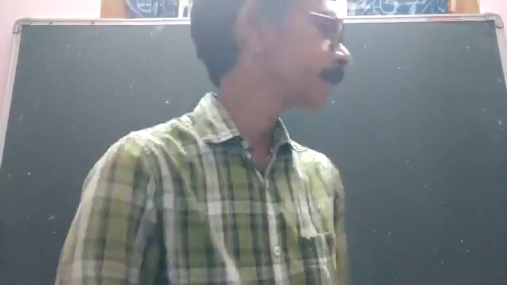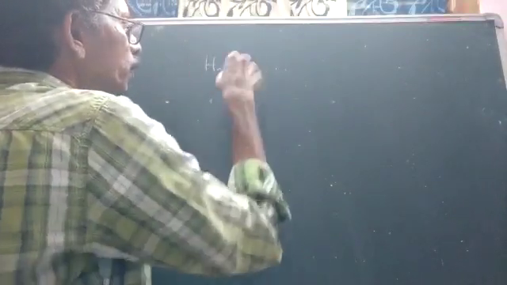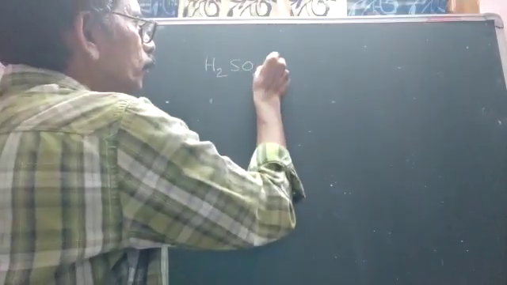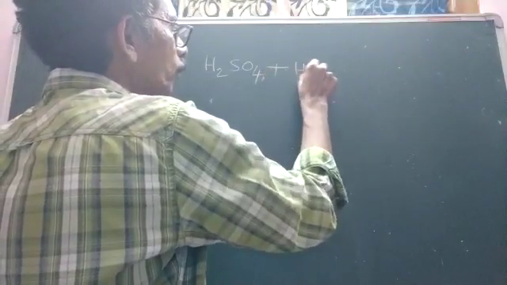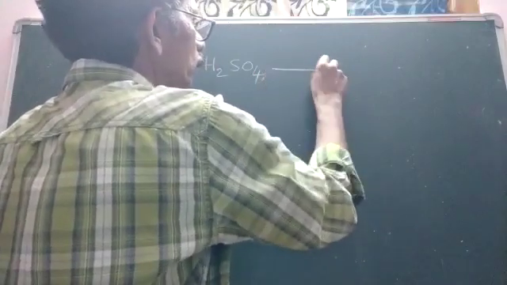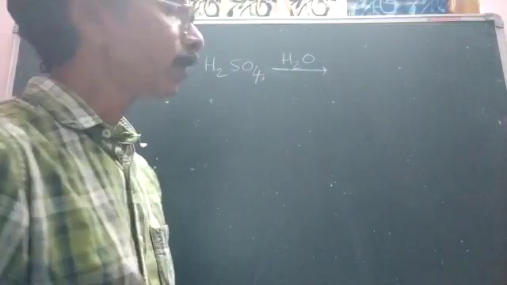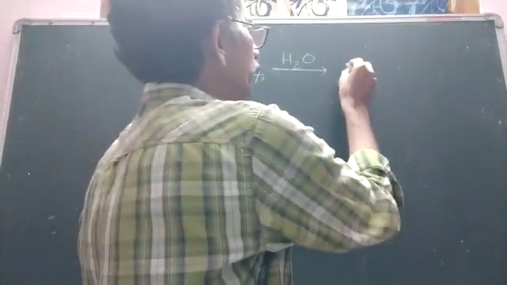Another example for the production of ions in aqueous solutions is sulfuric acid, H2SO4, when dissolved in water. Sulfuric acid dissociates into again hydrogen ions and sulfate ions.